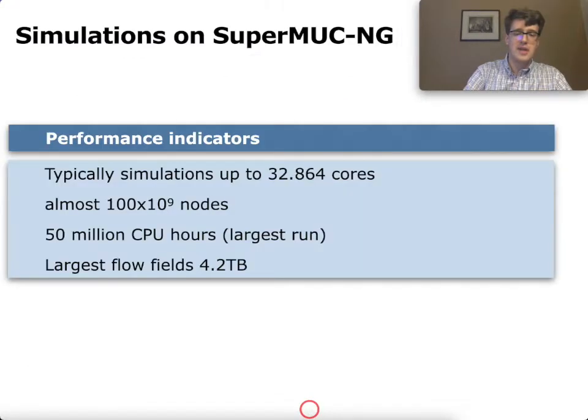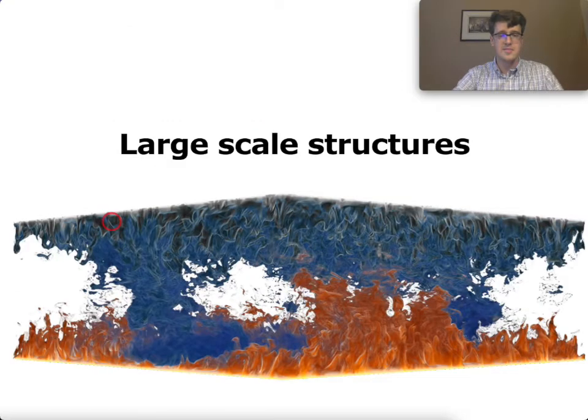Most of the typical simulations in the project are performed on 32,000 cores, so roughly 1 computational island on the SuperMUC NG system. Simulations with up to 100 billion computational nodes are considered for very long integration times, such that the largest simulations require up to 50 million CPU hours. The largest flow fields are of the order of 4.2 terabytes, and these flow fields are used for flow analysis as well as restarting of the simulations.